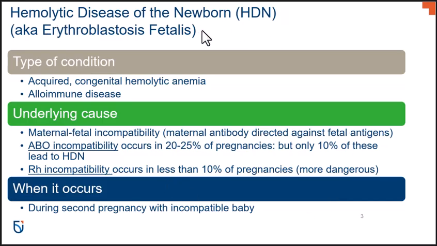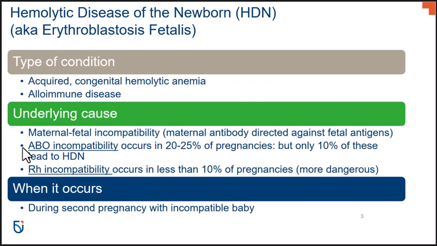So this affects newborns. This is an acquired condition and it's congenital, meaning the baby is born with it. Hemolytic means the destruction of red blood cells, and this can lead to anemia. It is an alloimmune disease, in which case the maternal blood and the fetal blood are antigenically incompatible. And so the mother produces antibodies against the baby's blood. And I'll give you a reminder of blood typing after.